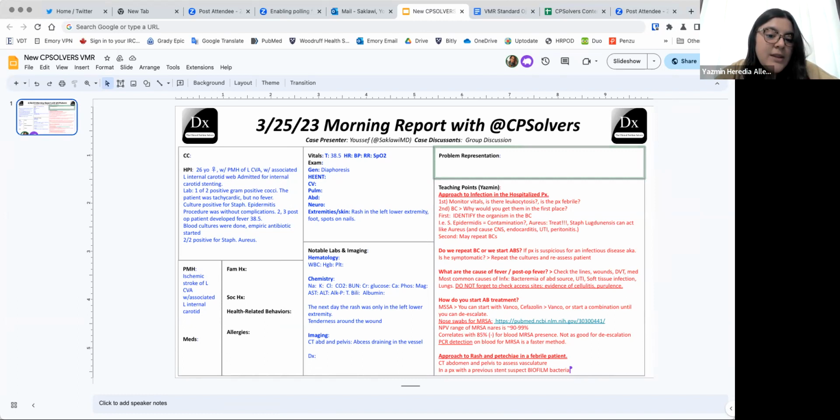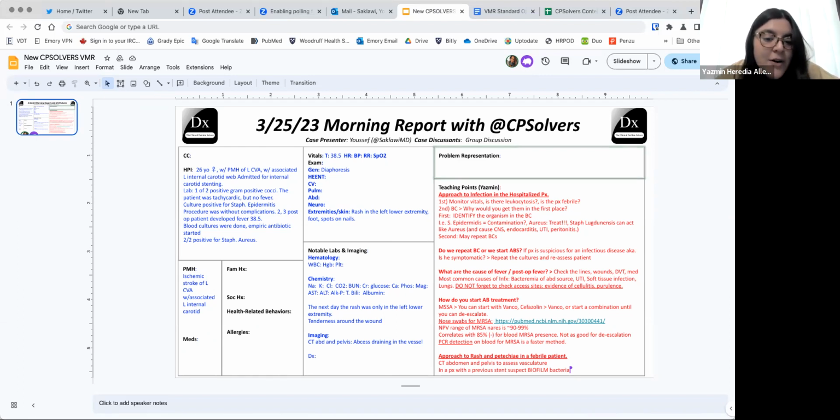But then we think, what are the causes of fever or post-op fever? As you very brilliantly said, we can check the lines, wounds, DVT, meds. The most common causes of infections are, let's say, bacteremia of abdominal source, UTI, soft tissue infection, lungs, and do not forget to check access sites for evidence of cellulitis or purulence, as Dr. Andrew said in the chat.